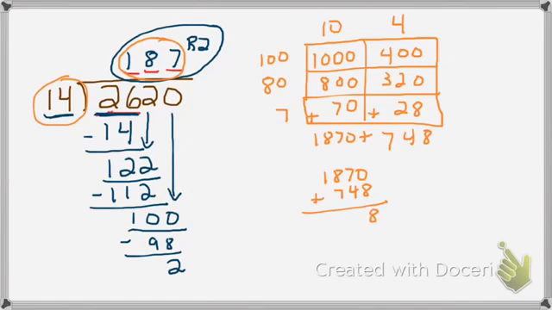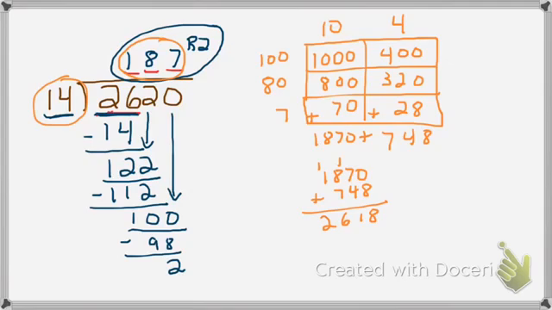I have 0 plus 8 equals 8. 7 plus 4 equals 11. Put down the 1, carry the 1. I see 1 plus 7 is 8, plus 8 is 16. Put down the 6, carry the 1. And 1 plus 1 is 2.